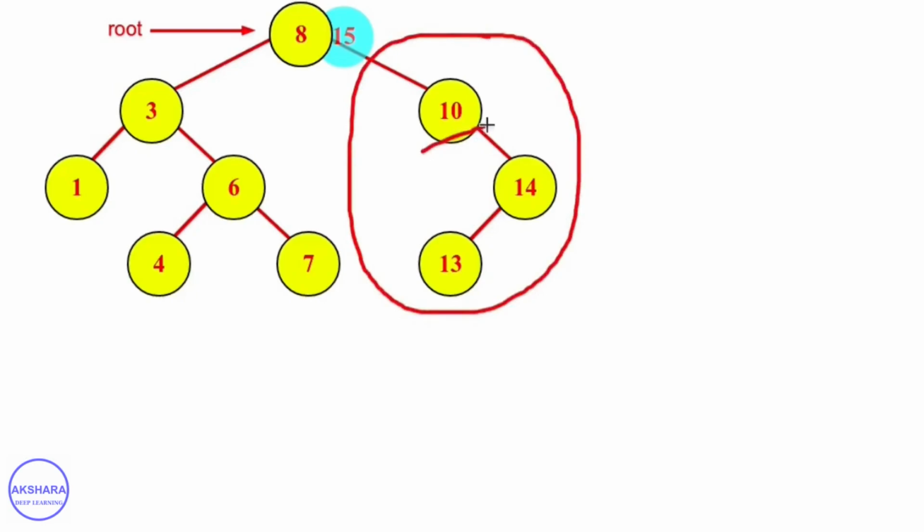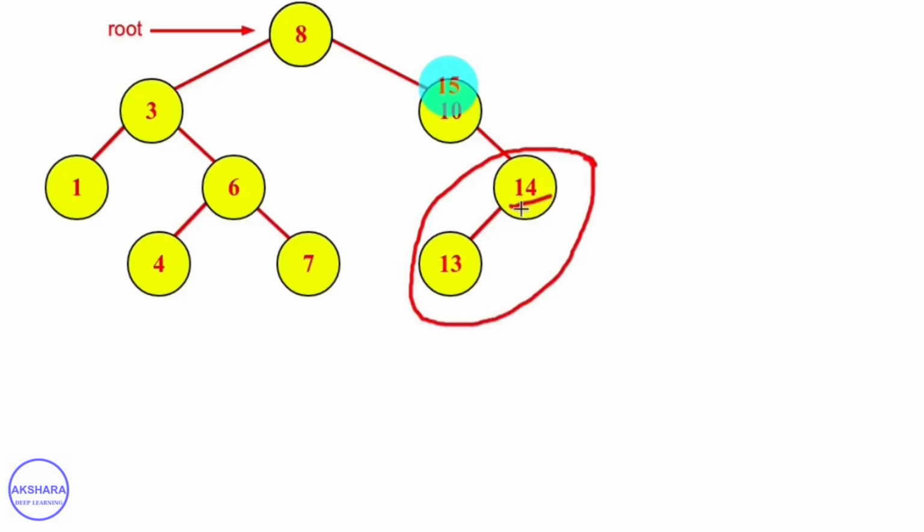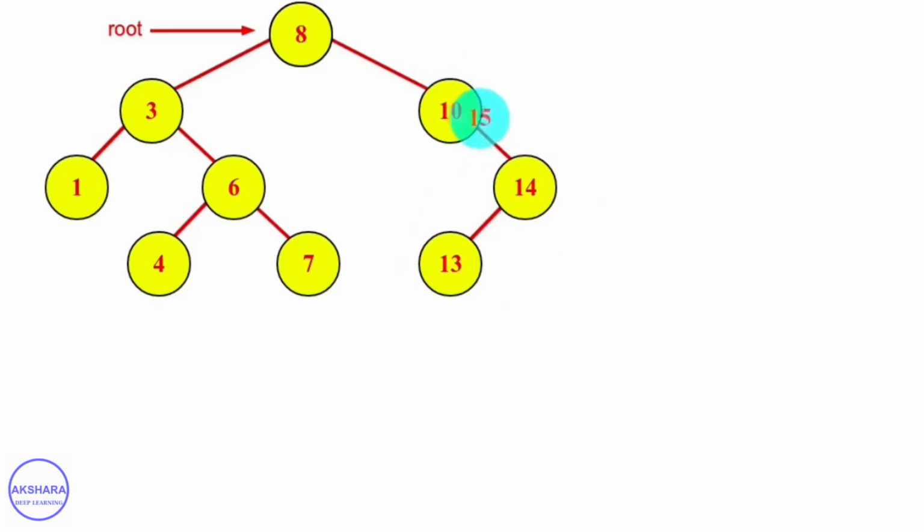Here this is the root 10. So now 15 will be compared with this right subtree root 10. Again, 15 is greater than 10, so the search procedure will be called on the right subtree. Here the root is 14. Again, 15 is compared with the right subtree root 14. This key 15 is greater than this root 14, so the recursive procedure will be called on the right subtree.